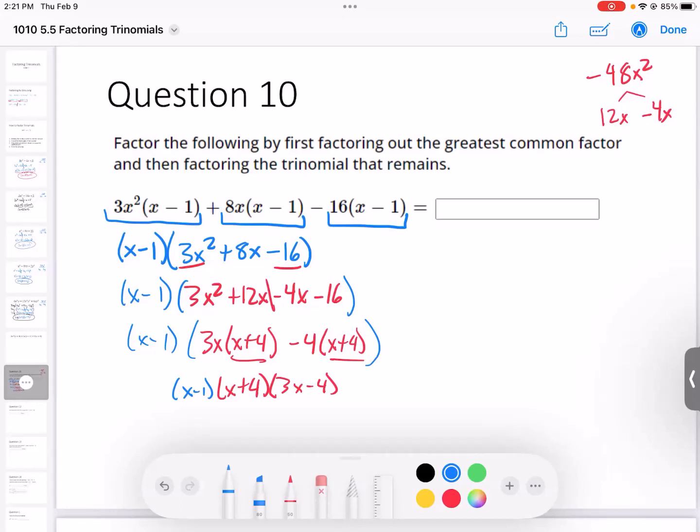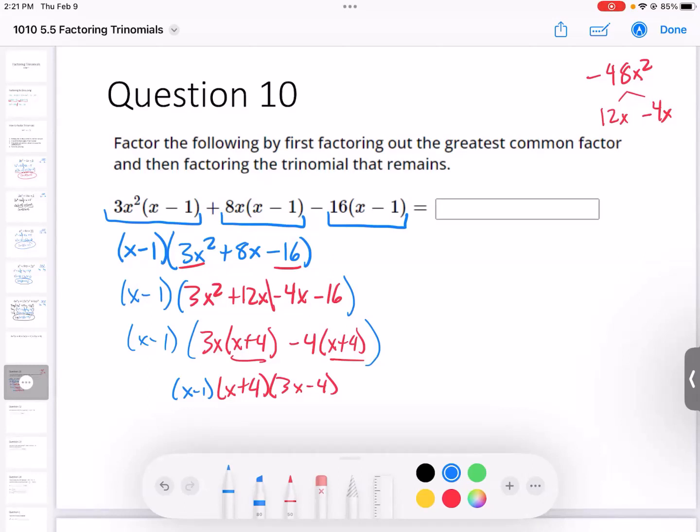So it's kind of like that last problem we did. The only difference is that the greatest common factor that we pulled out was an x minus 1, versus in the last one, it was like 3xy or whatever it was. So that's how you do question 10.